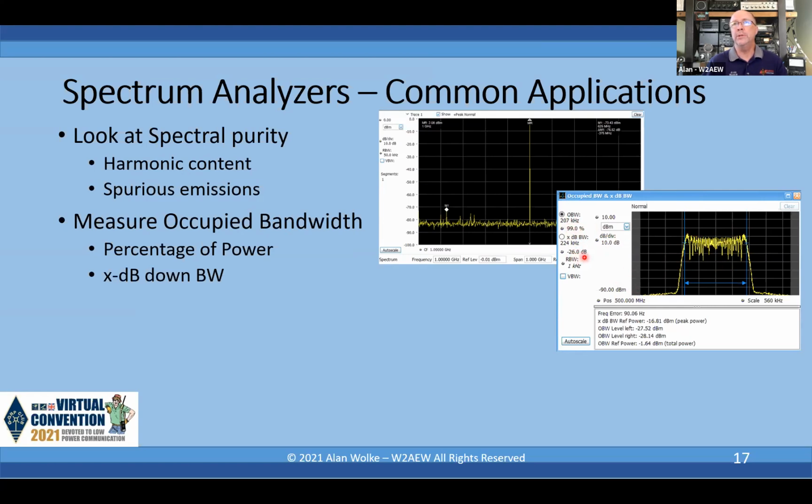the 26 dB down point is 224 kilohertz because we have to go down to about here, all right, 26 dB down. So it's a little bit wider because we're walking down the skirt of that signal. So it's another common measurement to make with a spectrum analyzer.